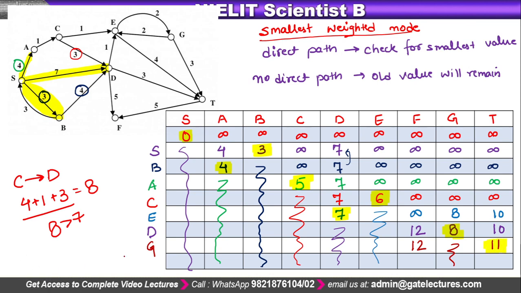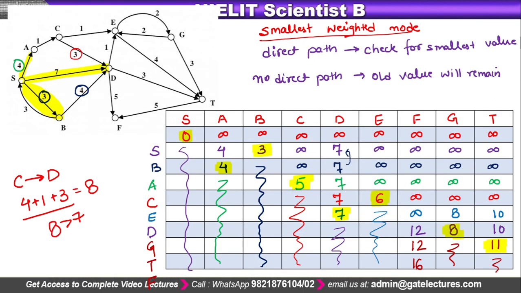So when you consider T, now only one node is left, that is F. So T to F, is there a direct node? 5. Yes, T to F is 5. So 11 plus 5 will give you 16. So what will be your last node? Your last node will be F. Okay? So this is how you will be treating, that is S to B.